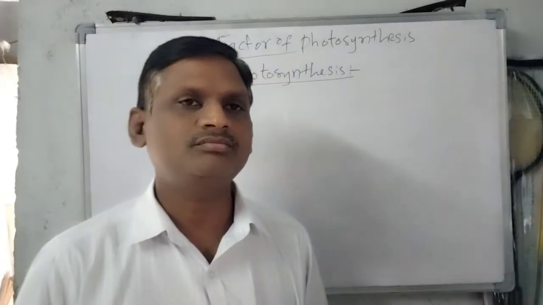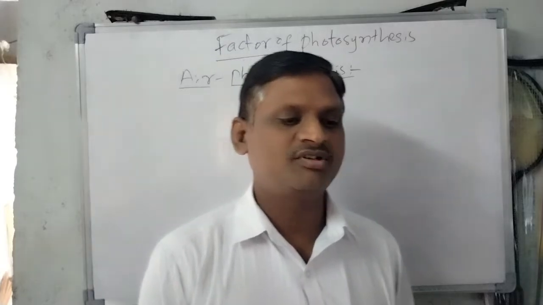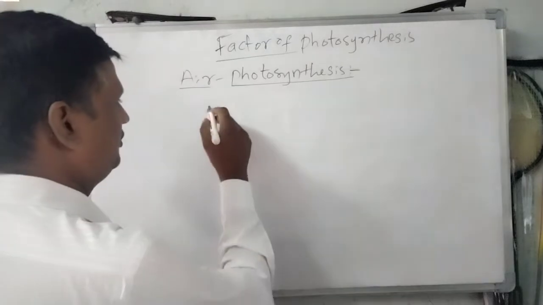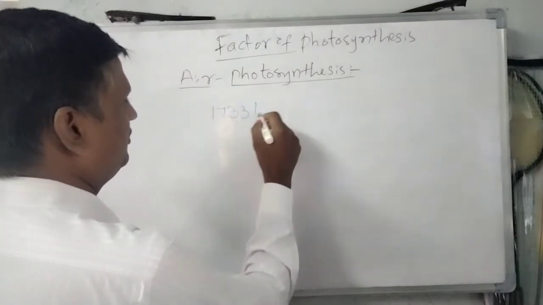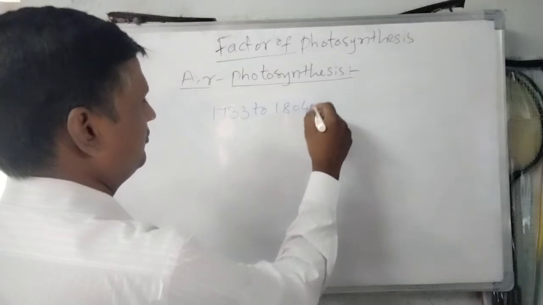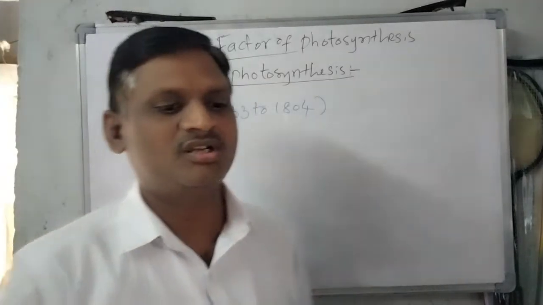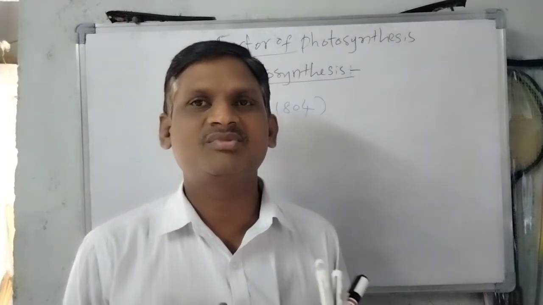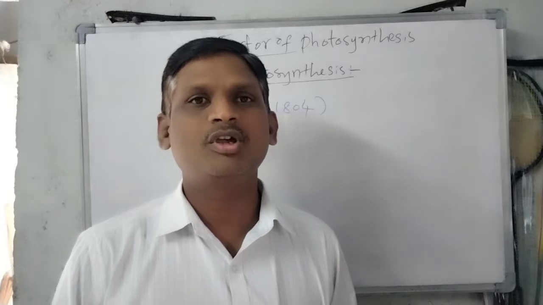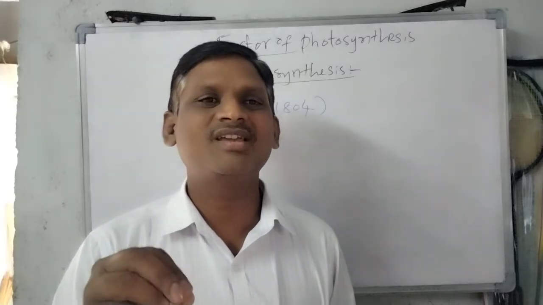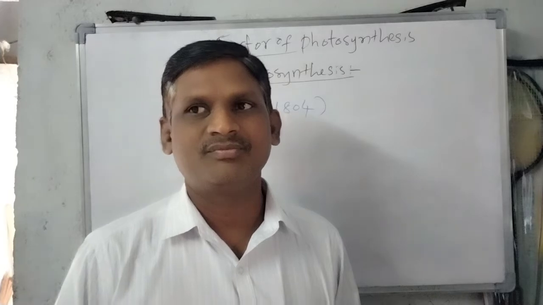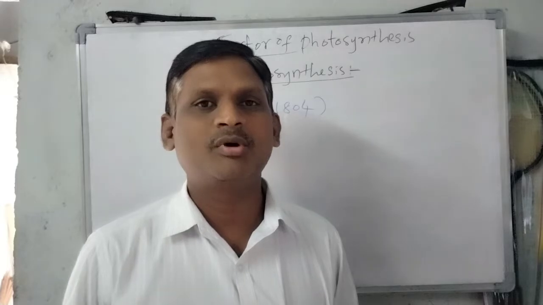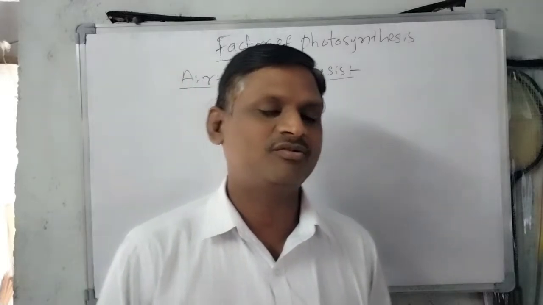From 1733 to 1804, in this period, Joseph Priestley, one of the scientists, conducted a series of experiments to know about the relationship between air and photosynthesis. He was the first person who conducted experiments to know about the relationship between air and photosynthesis.